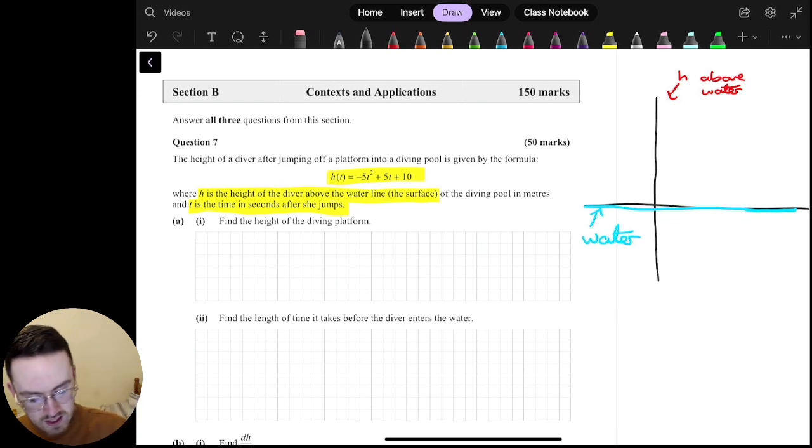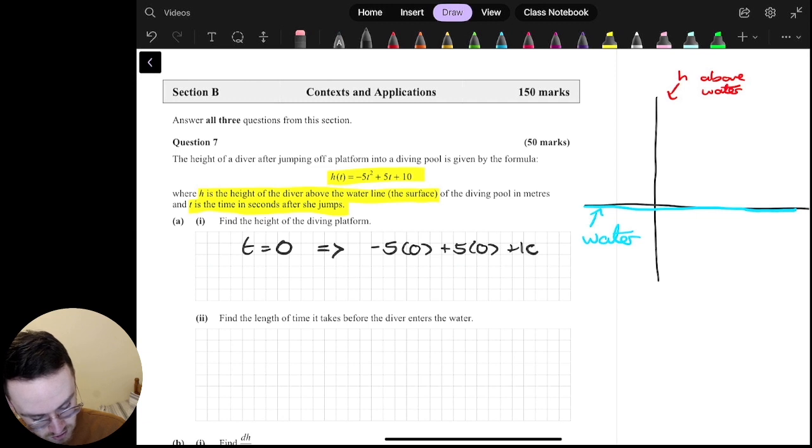So find the height of the diving platform. That's going to be the height when time is 0. So we sub in 0 for t, and we should just get an answer of 10. So what that means is that she's starting here. So the platform is like here at 10.